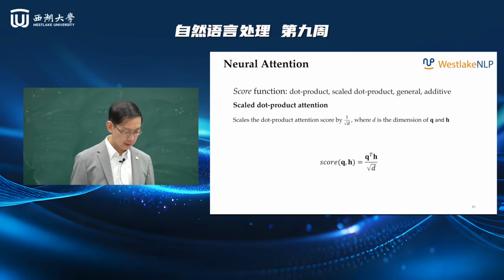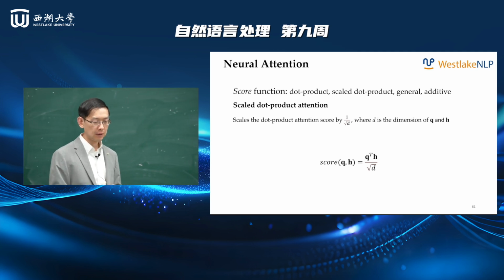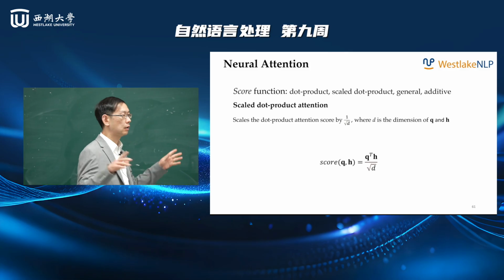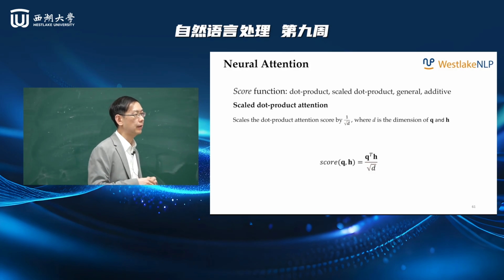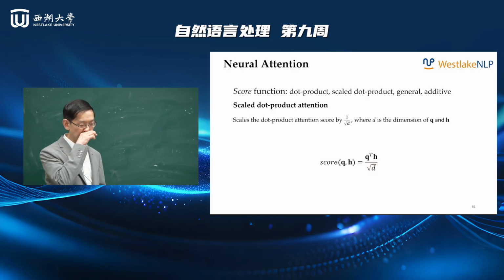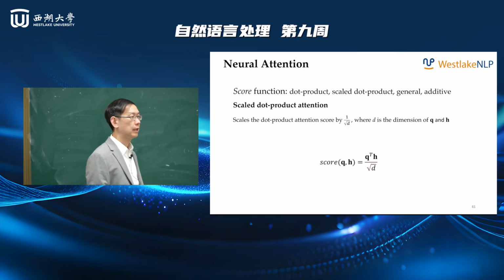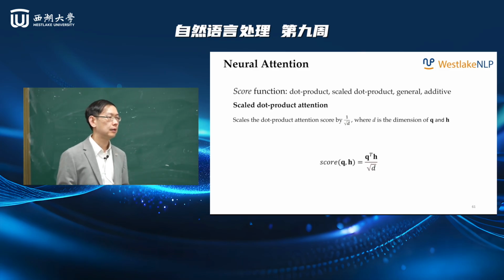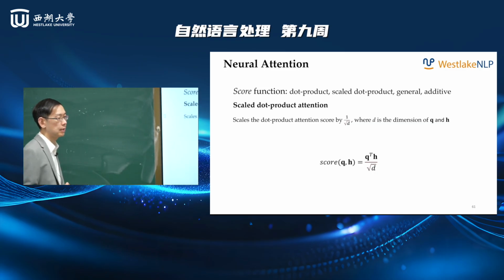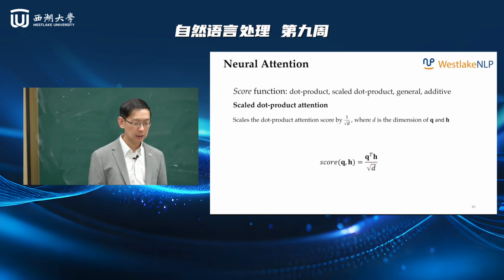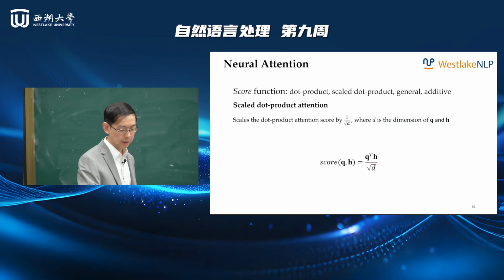Second, scaled dot product attention. For all these dot product functions, the longer the vector size, the more likely that the score is higher. So we could normalize it by taking the square root of D as a divisor. D is the dimension size of Q and H. It means that the score is more stable across different vector sizes.